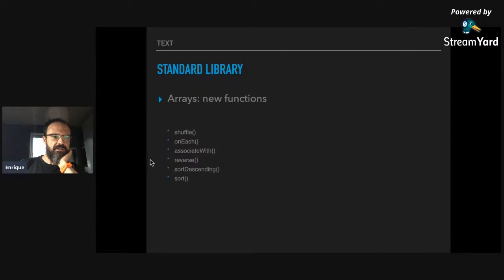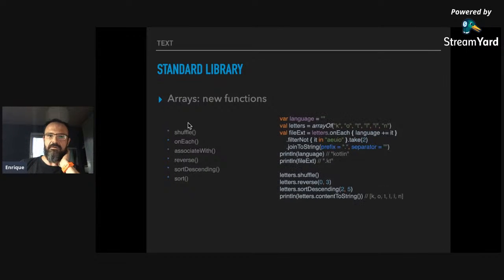There are new functionalities as well for arrays. I'll not go into too much detail on them. We can now shuffle, on each, associate with, reverse, sort descending, and sort. That was previously not implemented on arrays. And this is an example that combines them more or less all. So for this array, we could just call the function on each, shuffle it, reverse, sort it descending.